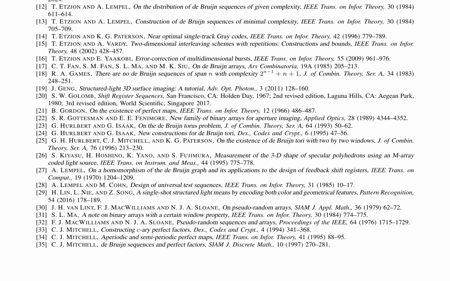The complexities of de Bruijn sequences and the existence of de Bruijn tori with 2x2 windows are also explored. Moreover, the application of de Bruijn sequences in structured light 3D surface imaging is discussed, highlighting the importance of these sequences in enhancing the accuracy of this technology. De Bruijn arrays play a significant role in designing universal test sequences and are relevant in the context of feedback shift registers. The paper concludes by emphasizing the significance of de Bruijn sequences and arrays in various areas of computer science and information theory, underscoring the need for continued research in this field to uncover new constructions and applications.